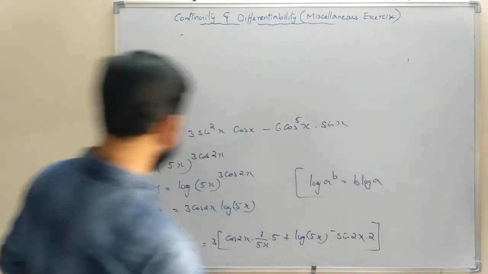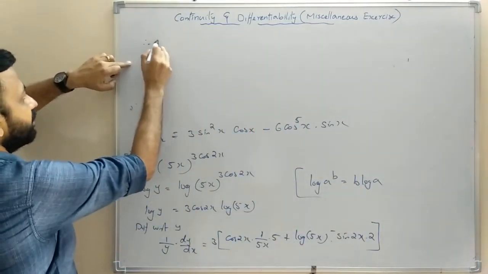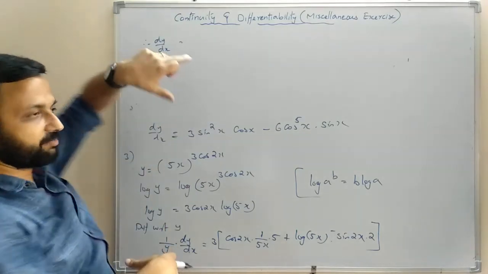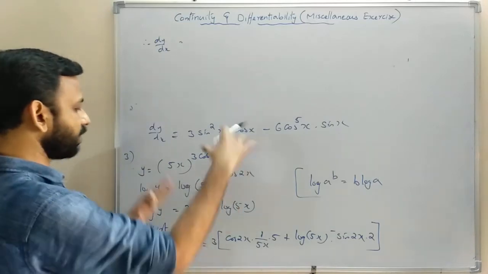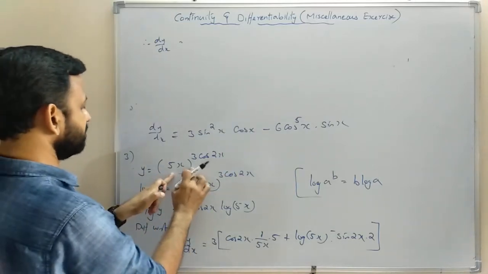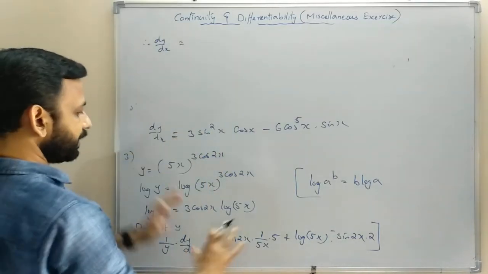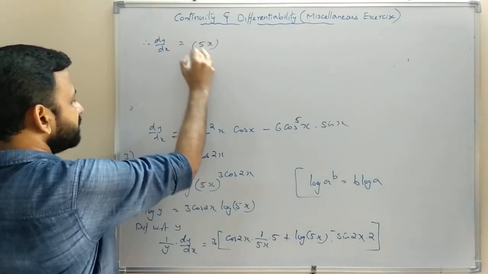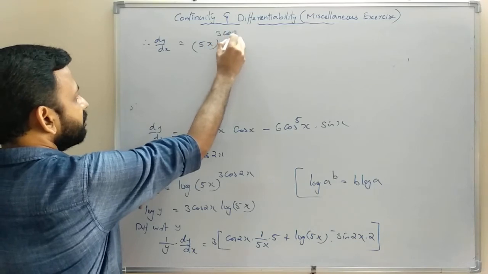We will find dy by dx. Therefore dy by dx is equal to 1 upon y. We can take y from left to right, so y into RHS. So y is the given function, so y can be replaced by this one, 5x raised to the power 3 cos 2x.